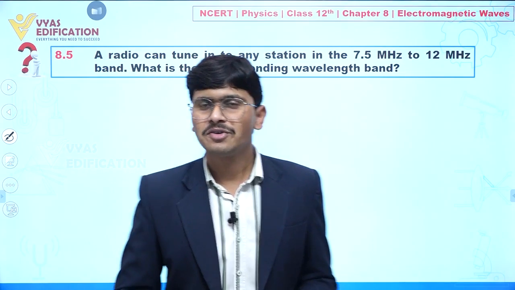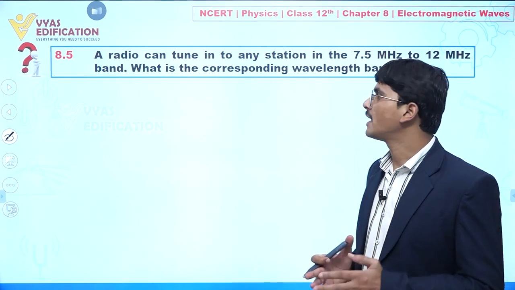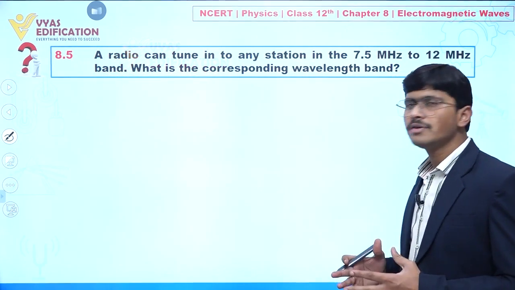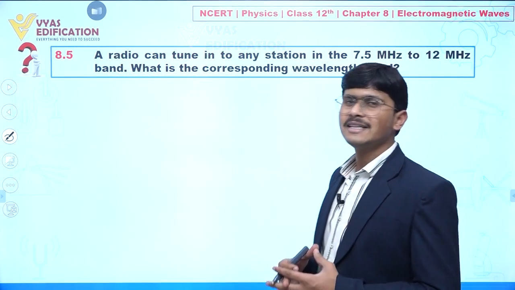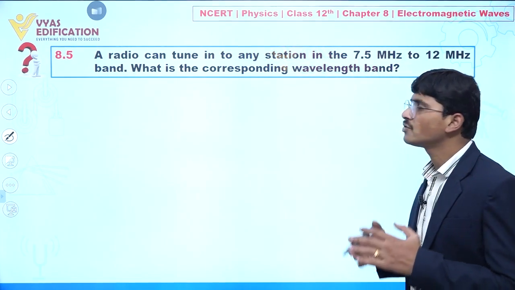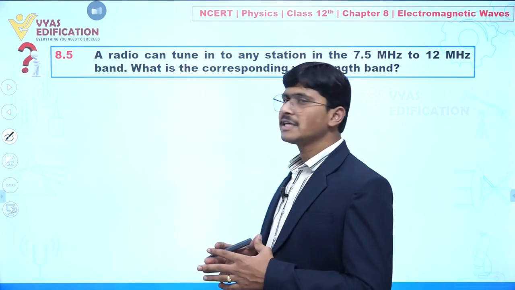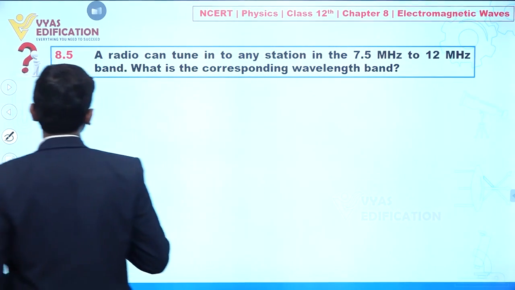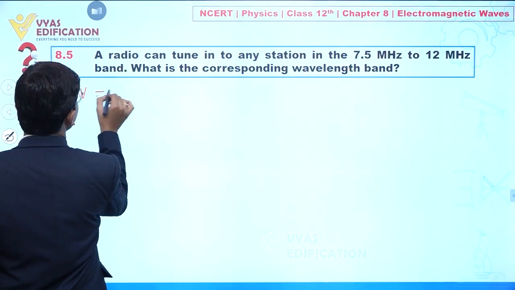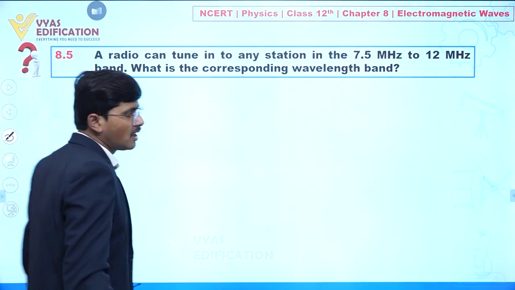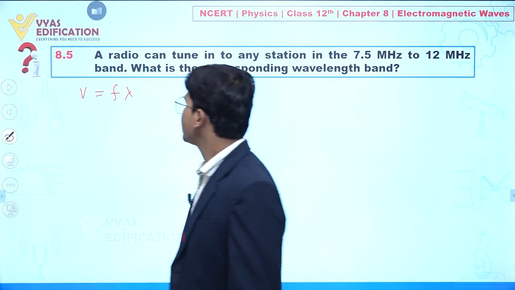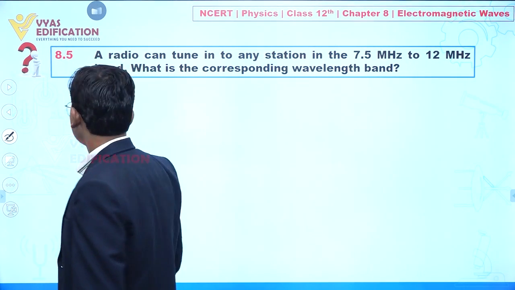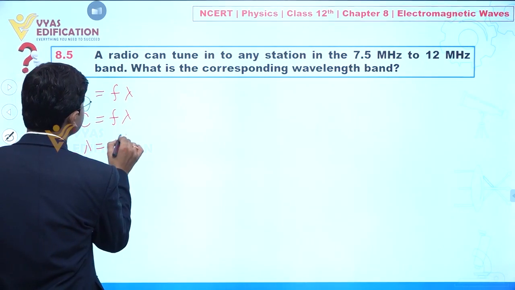Now student, we are going to discuss question number 8.5, and in this question it is given to you, a radio can tune into any station in the 7.5 megahertz to 12 megahertz band. What is the corresponding wavelength band? So actually we know one relation, v is equal to f lambda. In the case of vacuum we can write c is equal to f lambda. So from here lambda is given by c by f.